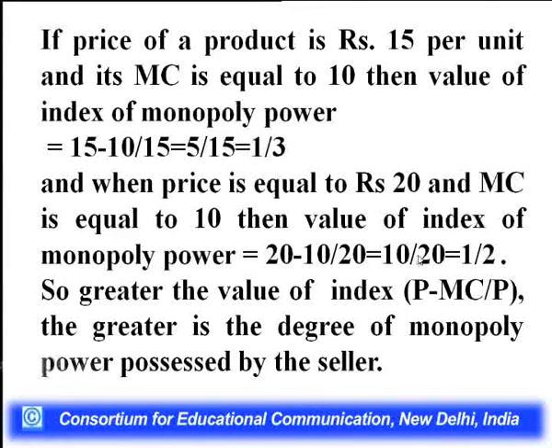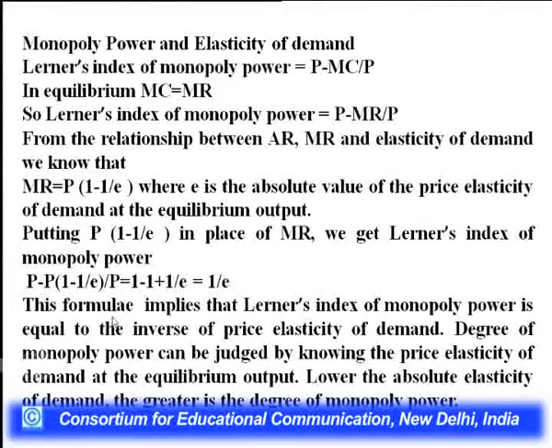This is equal to 10 upon 20 is equal to 1 upon 2. So, you see that greater the value of index P minus MC upon P, the greater is the degree of monopoly power possessed by the seller. Now, we will see what is the relationship between monopoly power and elasticity of demand.